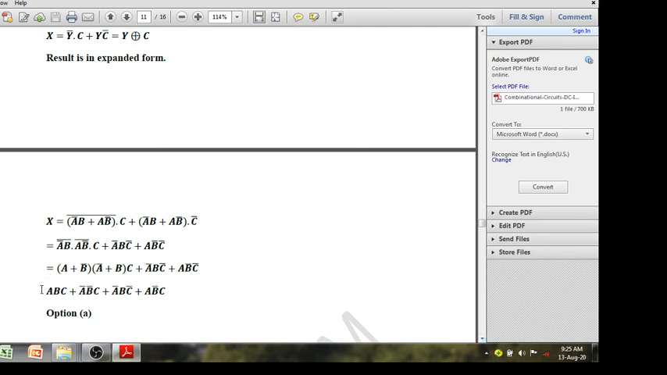And you know this is the expression of the sum of a full adder. Or you can say the difference of a full subtractor.